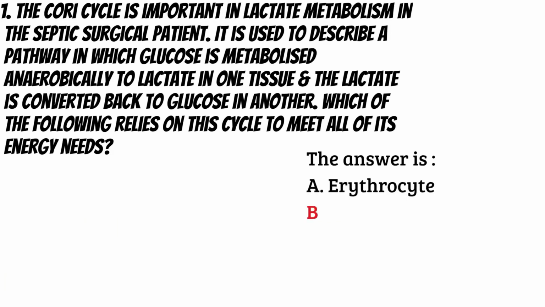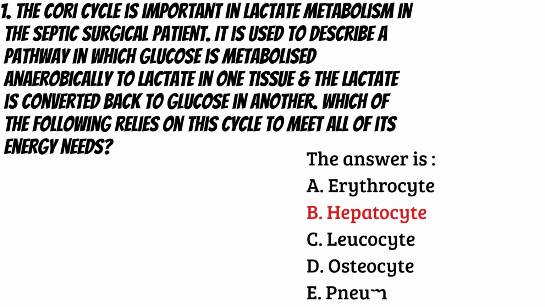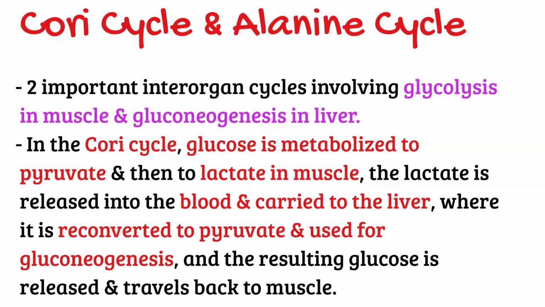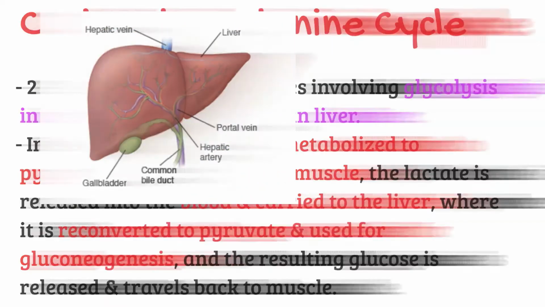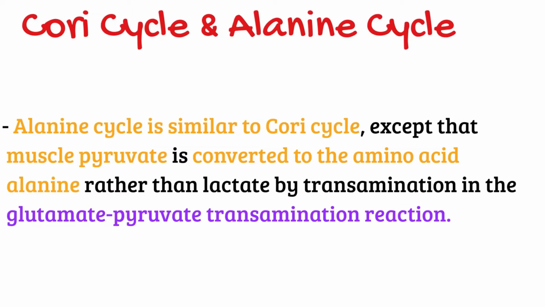And the answer is B. Hepatocyte. Regarding the Cori cycle and alanine cycle as described. And next regarding the alanine cycle.